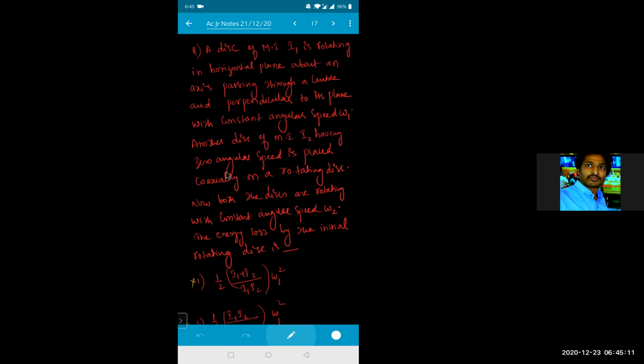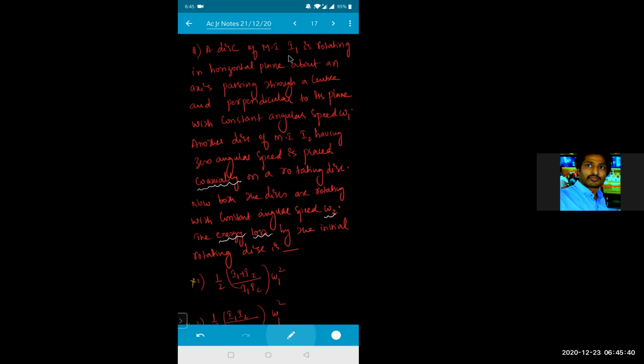The second one has angular speed 0. It is placed coaxially, meaning one above the other, on a rotating disk. Now both the disks are rotating with a constant angular speed omega 2. The question asks for the energy lost by the initial rotating disk. It will lose angular velocity and it will also lose energy.